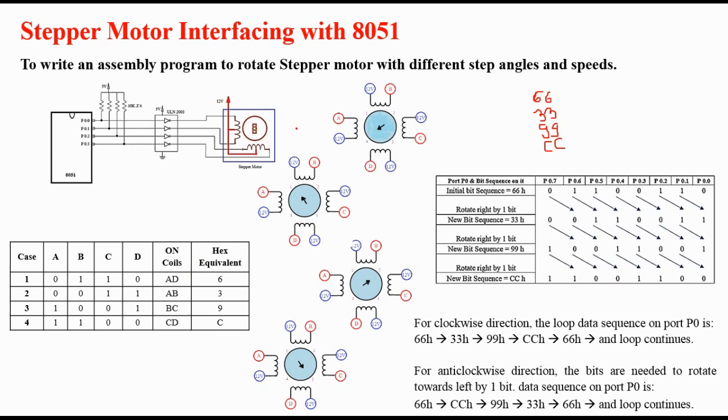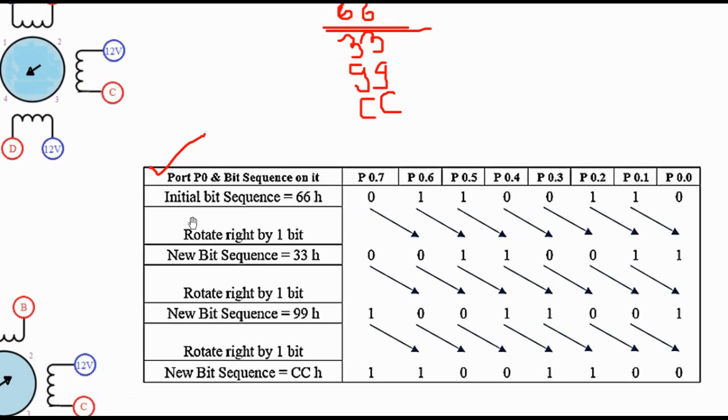So in the programming part, we will send 66 on the port. Here we have written port P0 and bit sequence on it. I will show you clearly. Port P0 and bit sequence on it. So this is the bit sequence. Firstly, the initial sequence will be 66. After rotation, the next bit sequence will be 33. After rotation, next sequence will be 99, and after rotation the sequence will be CCH, and again the loop will continue.